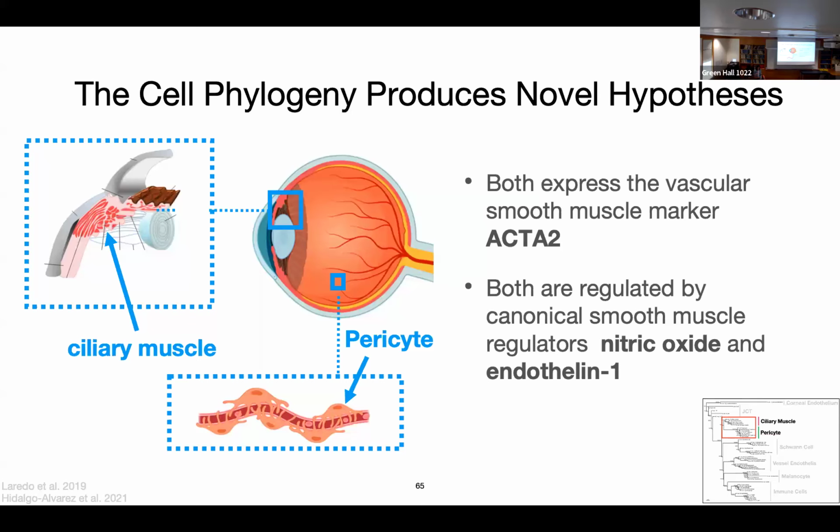Both smooth muscle and pericytes are contractile cells, and they both express the marker gene ACTA2. Similarly, ciliary muscle is not like pericytes, but it also is like smooth muscle. It also expresses ACTA2. And the canonical smooth muscle regulators, nitric oxide and endothelin-1, control both ciliary muscle and pericytes. So these molecular similarities suggest a close evolutionary relationship, as supported by our cell phylogeny.